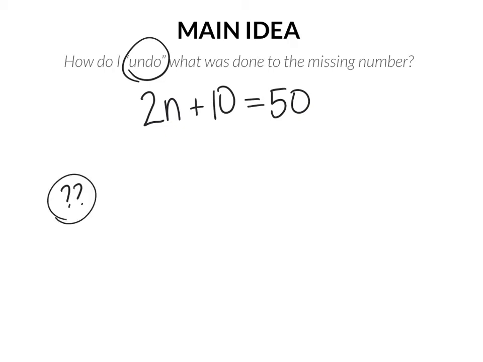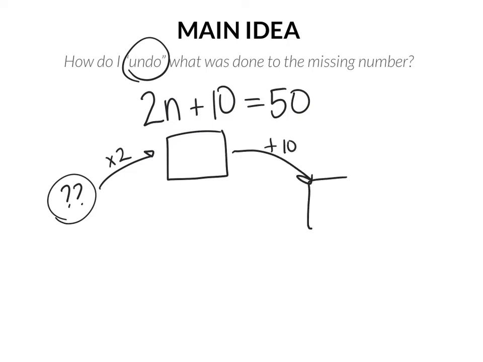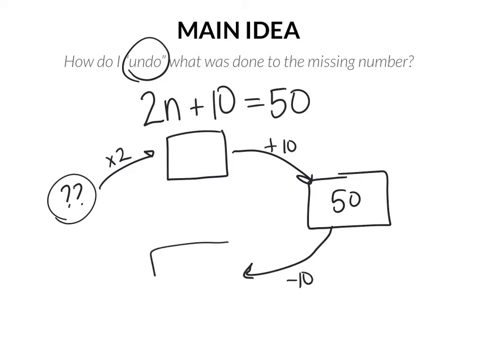So that's indicating my missing number. The first thing that we did was we multiplied by 2. And then the next thing we did was add 10 to give me 50. So to undo what was done, we have to go in reverse order. I have to first undo that add 10 by subtracting 10. And that brings us to 40. And then that first thing that I had done originally was that multiply 2. That's going to be the last thing I undo. Instead of multiplying 2, I divide 2.